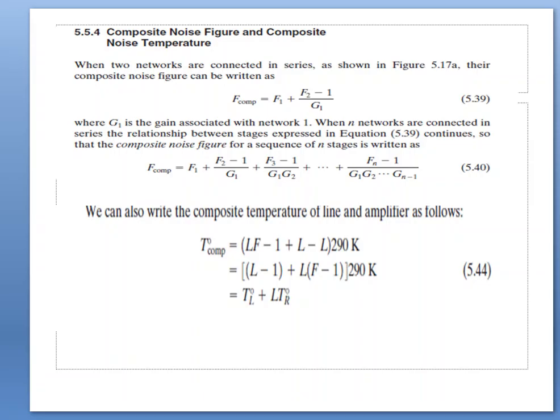Therefore, compromise is always necessary. The above equations can be combined and expressed as a composite effective noise temperature of n stages. That means network 1 is connected to network 2, network 3 is connected to network 4 and so on, and finally the output is given to the amplifier. Then T out is expressed as T1 plus T2 divided by G1 plus T3 divided by G1 G2 and so on, Tn divided by G1 G2 and so on, G(n minus 1).